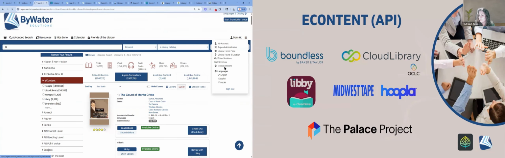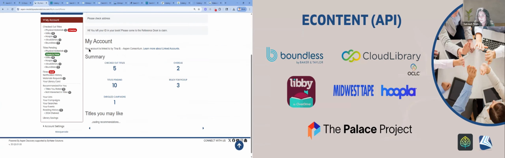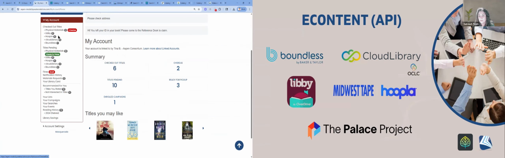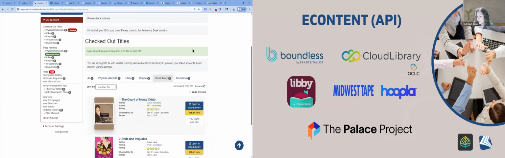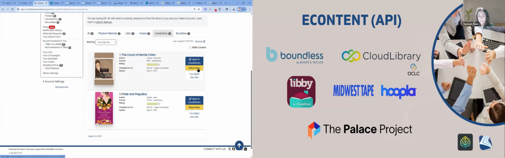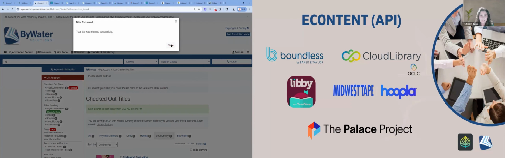So let me jump over to my user account. They will be displayed in my checked out materials, just like my physical materials, but also any Libby, Hoopla, Cloud Library, or Boundless titles. Since I already have some items checked out via Cloud Library, I will be able to manage them from here and, for example, return them directly in the user account. And as you can see, the action is immediate. It refreshes the account immediately and updates those in real time for all those API connections.